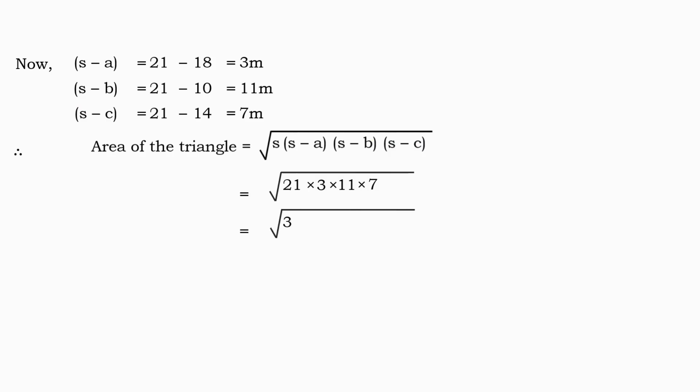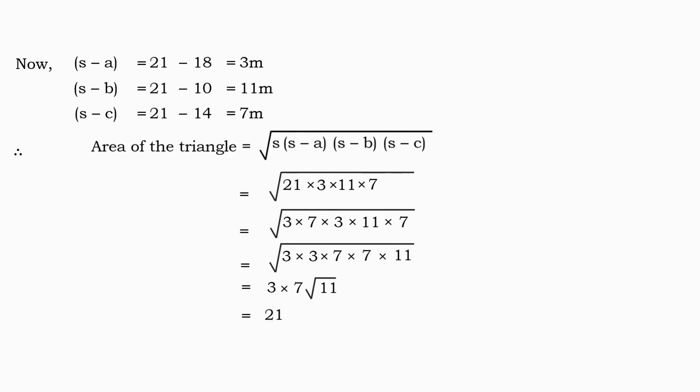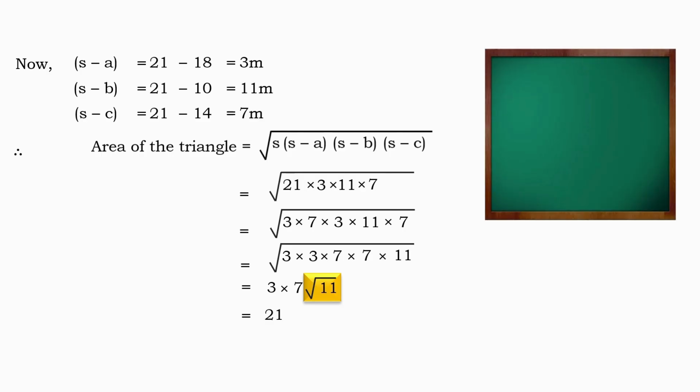Now 21 means 3 into 7. Now here we can see we can make a pair of 3 and 7. But we can't make a pair of 11. So 3 and 7 will come out. So it will become 3 into 7. And 11 will remain inside the square root. So it is coming 21 square root of 11.